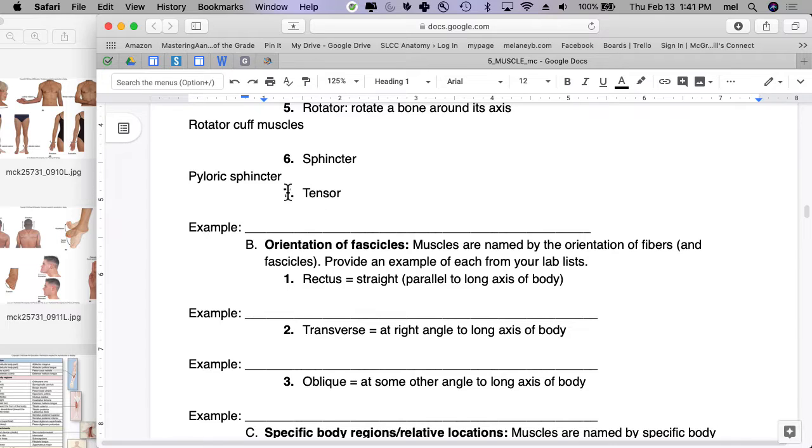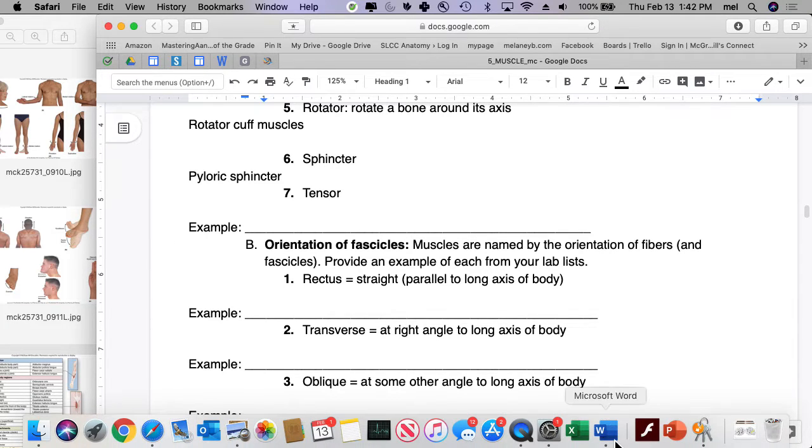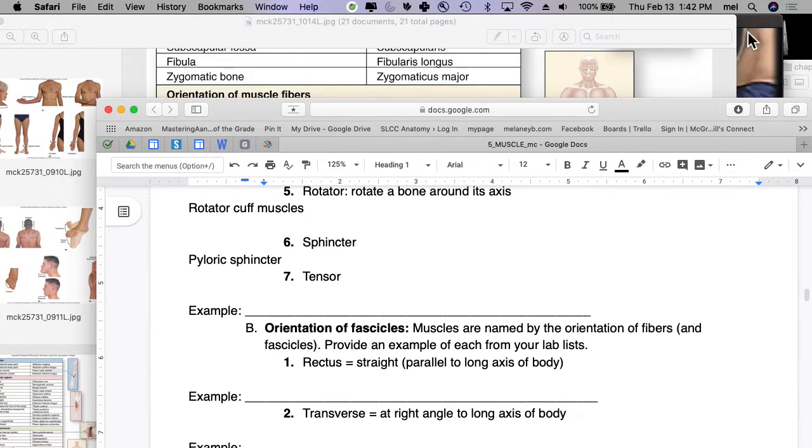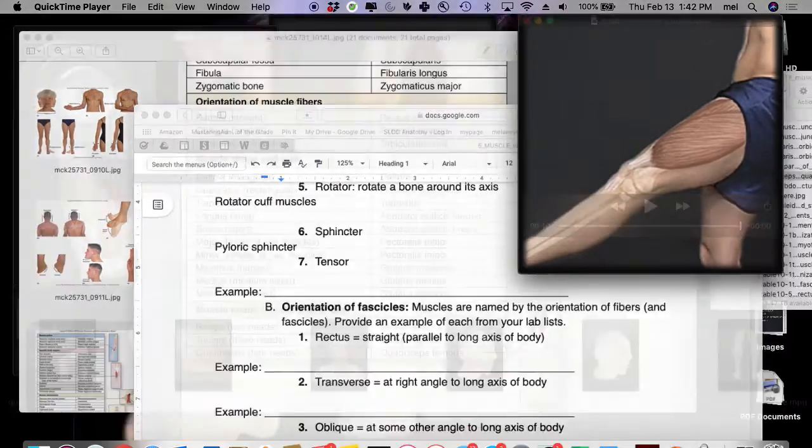Okay, and then you have one muscle that's called a tensor. What's that one? You learned it this week, or you're learning it this week. The TFL, yeah. Tensor fascia latae. Another way that muscles can be named is by the orientation of the fibers. We can't see the fibers with the naked eye, but we can definitely see the fascicles with the naked eye. And fascicles are really just a bundle of fibers.